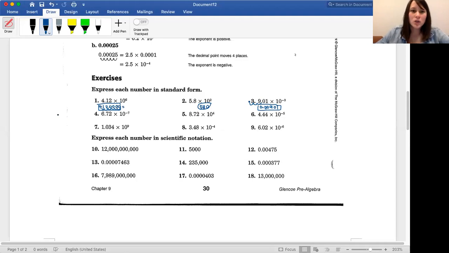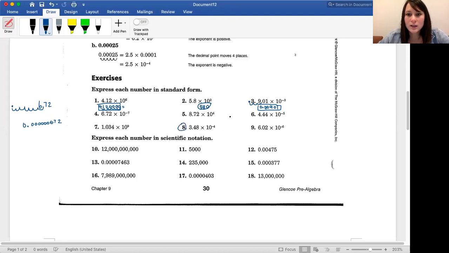Ooh, this one's a big one. So I'm going to do it over here. Moving your decimal over 7 times to the left. 1, 2, 3, 4, 5, 6, 7. So that means I'm going to have 1, 2, 3, 4, 5, 6 zeros. 1, 2, 3, 4, 5, 6. And then 6, 7, 2. So it's 0.000000672.